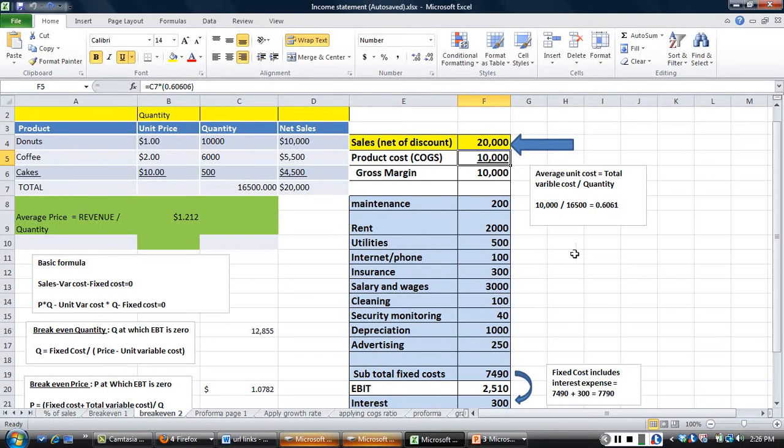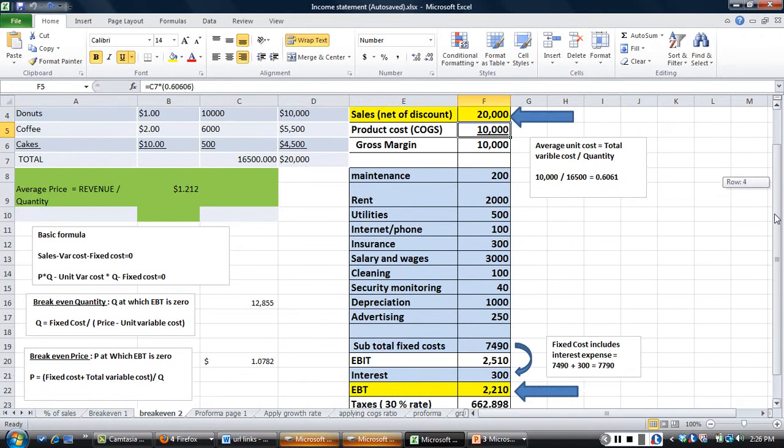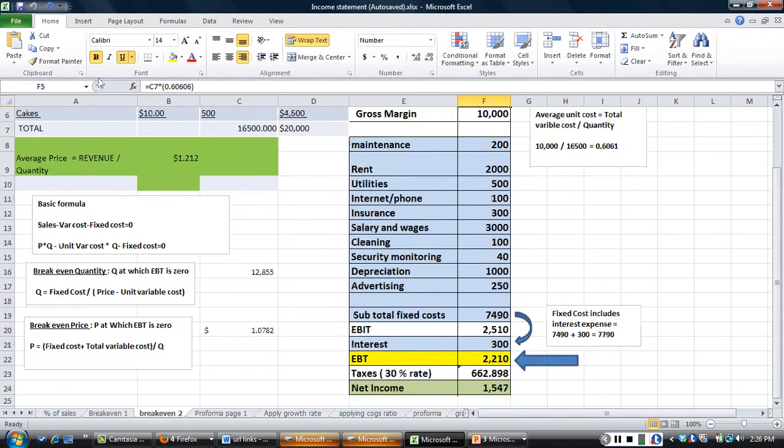Now we can do the same thing over here. We can go in and figure out what the break-even quantity would be. Same thing, the formula from right here. We did it before, and we can do the same thing over here. So basically what this means is this.